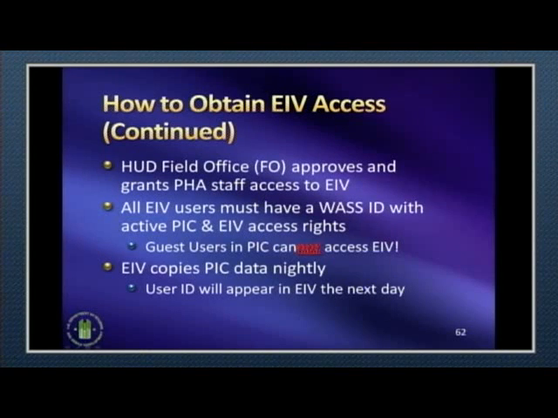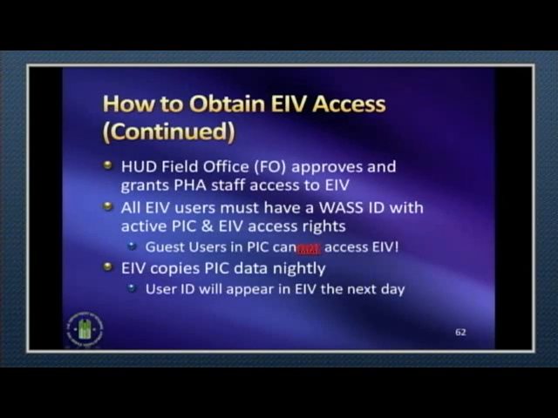So the user administrator, while they have the ability to assign the role, the actual approval is done by the HUD field office, and the HUD field office will approve that role once they've confirmed that you have signed the applicable 52676 form. When we go to a totally automated process, there will be no form, and the field office basically will log into EIV and approve or deny all of the pending access requests.